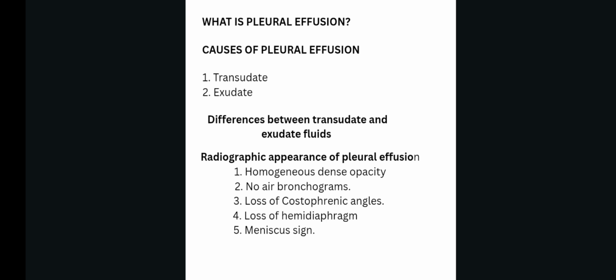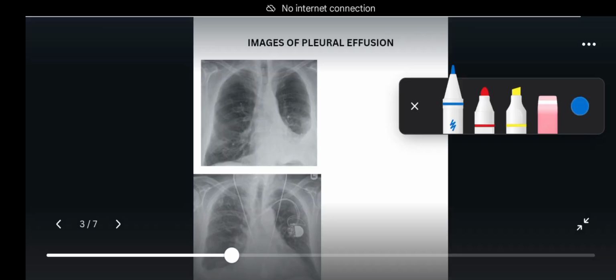There is loss of costophrenic angles. The angles affected by the pleural effusion, you'll not be able to visualize. It will become blunt. It won't be acute like it is supposed to be. Then there is a loss of the hemidiaphragm. The affected diaphragm, you will not be able to visualize the border. Then a meniscus sign. So let's look at the radiographic features of the pleural effusion.